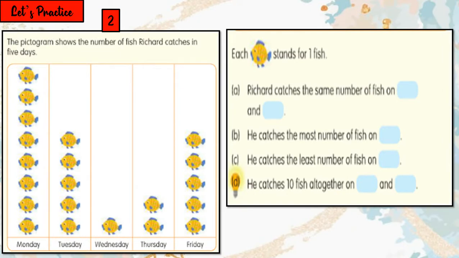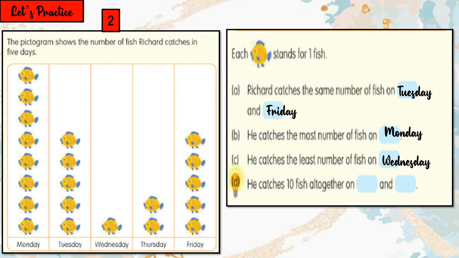The question A. Richard catches the same number of fish on which days? Richard menangkap ikan dengan jumlah yang sama pada hari apa, anak-anak? Good job. On Tuesday and Friday, Richard catches 5 fish. Jadi pada hari Selasa dan hari Jumat, Richard menangkap 5 ikan. The question B, he catches the most number of fish on which day? Richard menangkap ikan paling banyak pada hari apa, anak-anak? Good job. On Monday. The question C, he catches the least number of fish on which day? Richard menangkap ikan paling sedikit pada hari apa? What day? Good job. Wednesday.